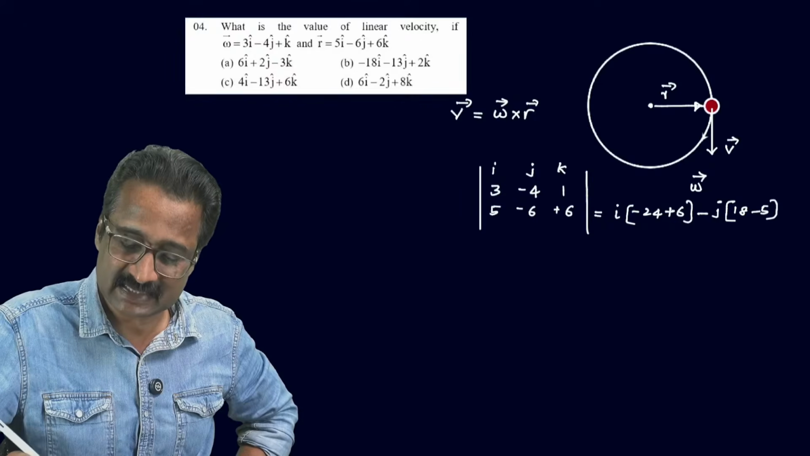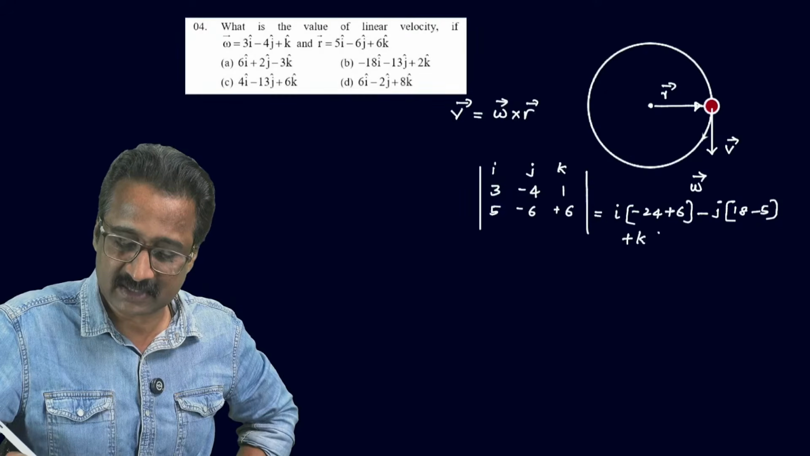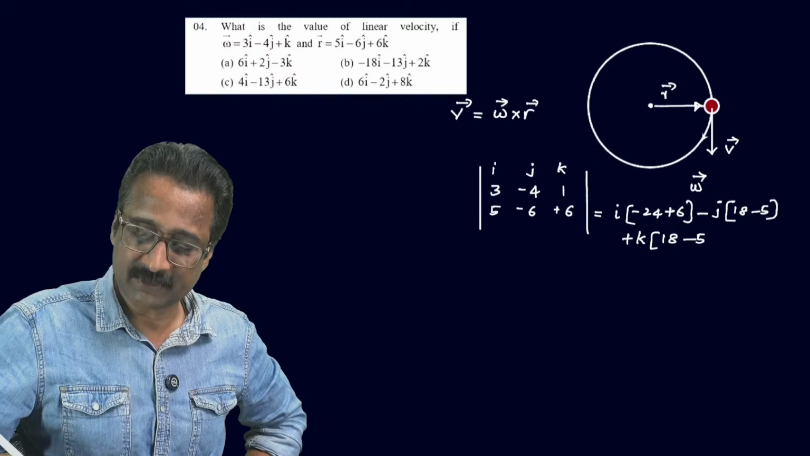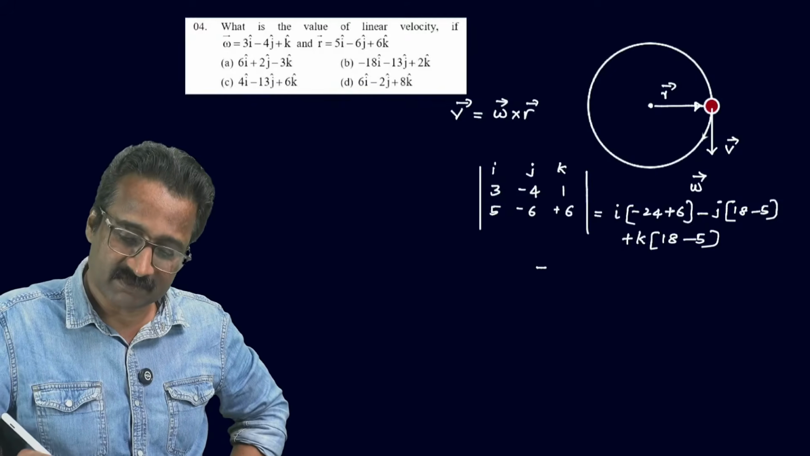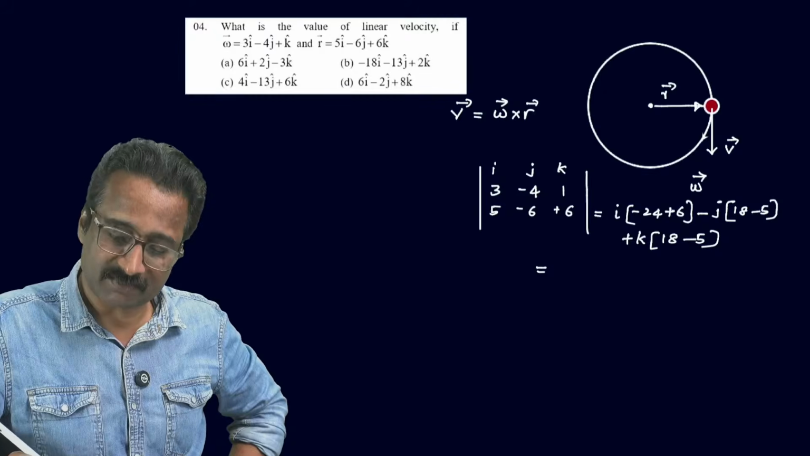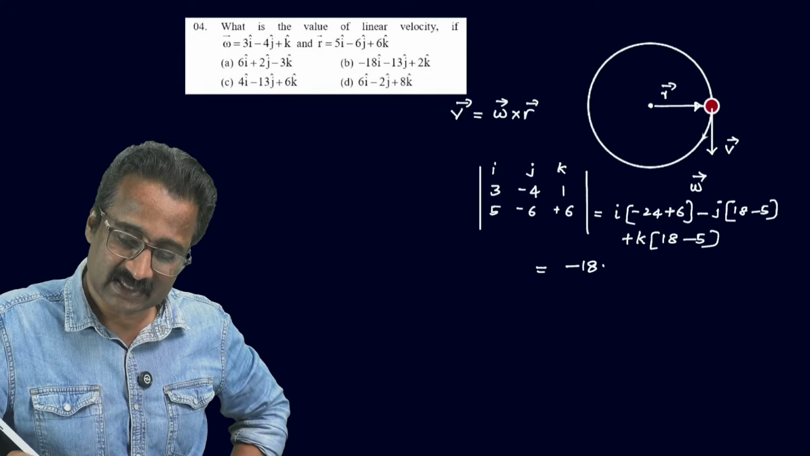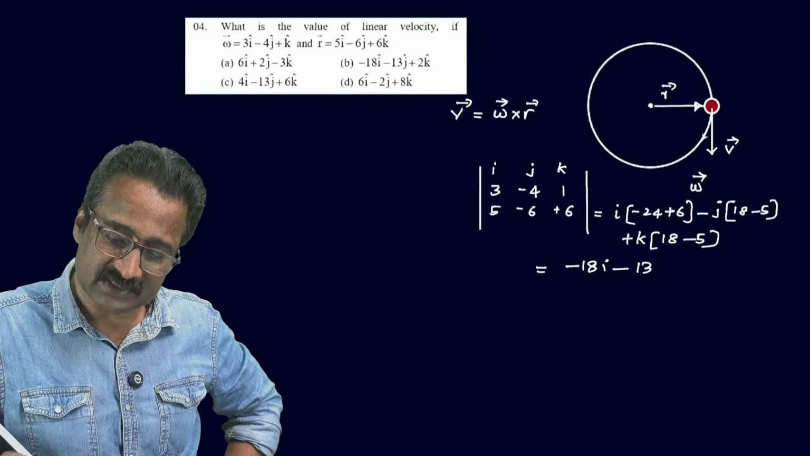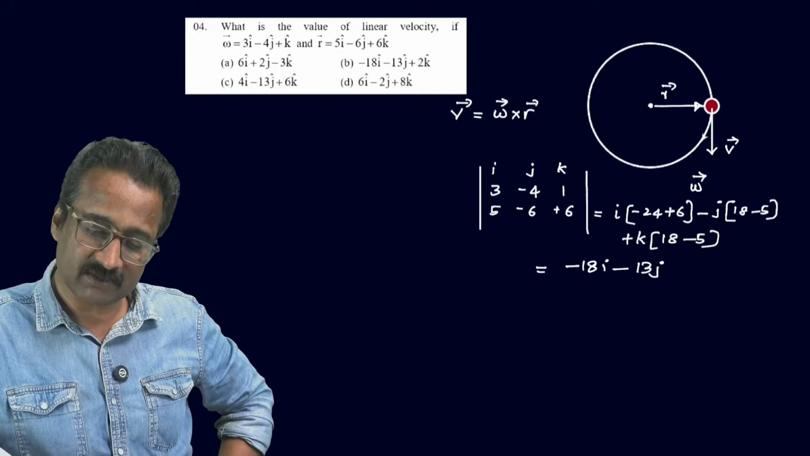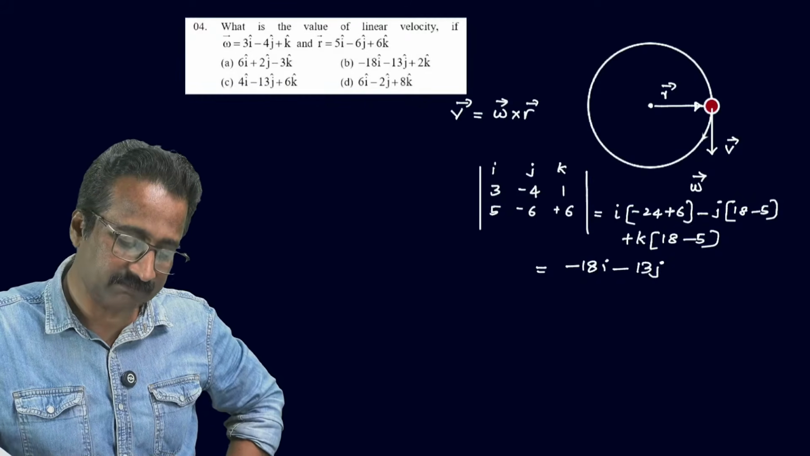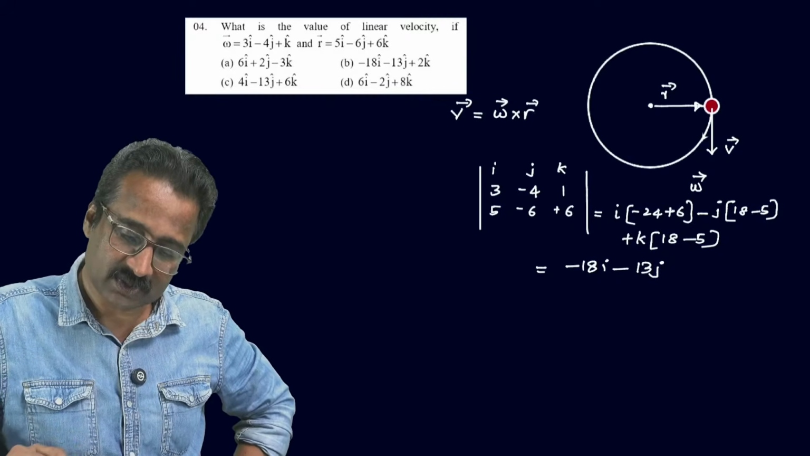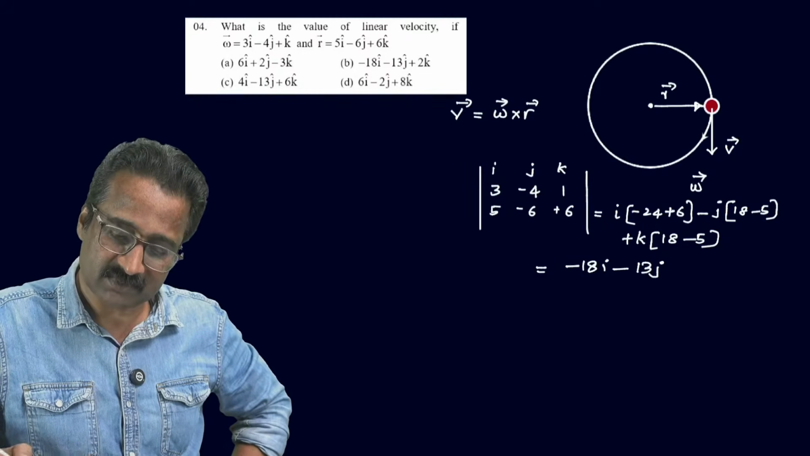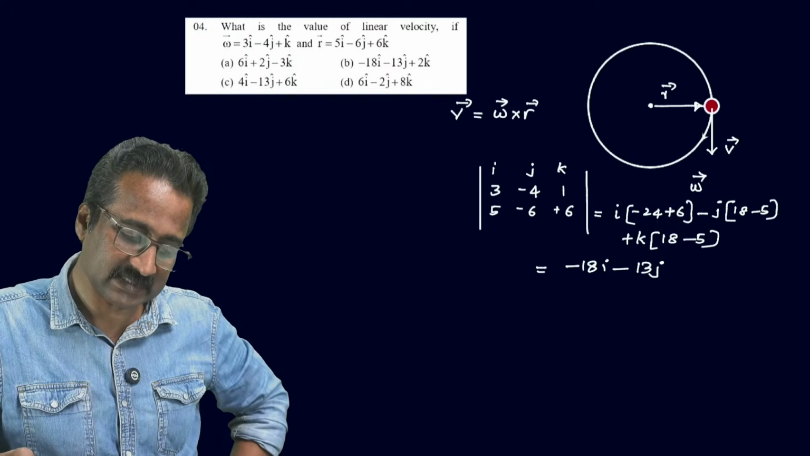So that's j. Now comes the next term, which is k into 3 into 6 is 18 minus 5. So this is it. Okay, let me simplify. Minus 24 plus 6 is going to be minus 18. So minus 18, that much i. Then I have minus 13j. Finally, I have 18 minus 5, which is 13. Is it? No, I made a mistake. k into 18 minus 5, which is 13. So which one is that?